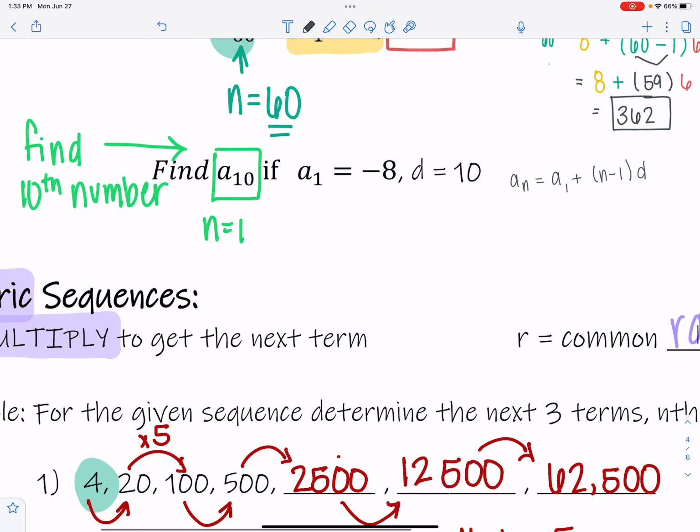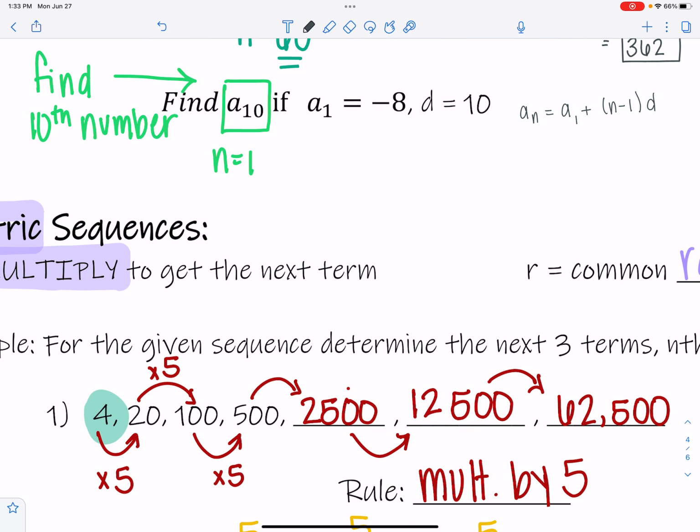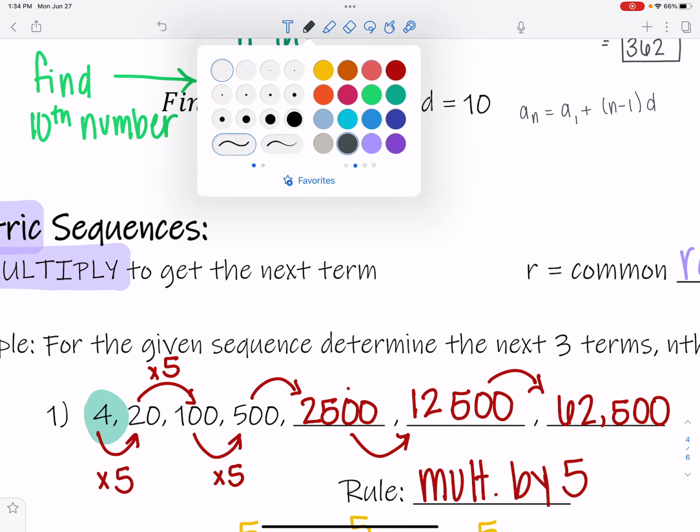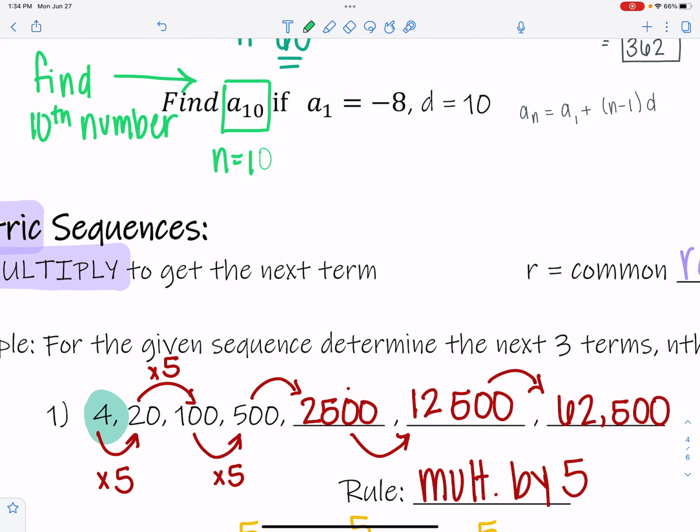Now looking down at the next one, I'm asked a similar question. Find a sub 10 if a_1 equals negative 8 and d equals 10. They phrased it a little bit differently here. Instead of saying find the 10th term, they said find a sub 10, which means find the 10th number. And n equals 10 is what I'm looking for with the a sub 10.